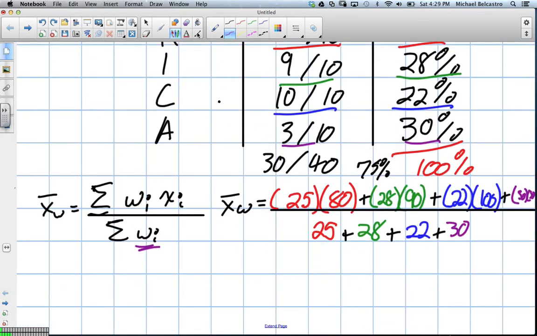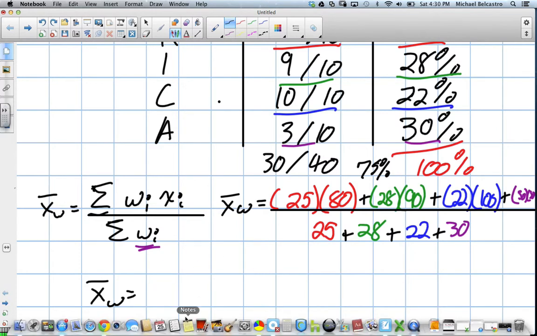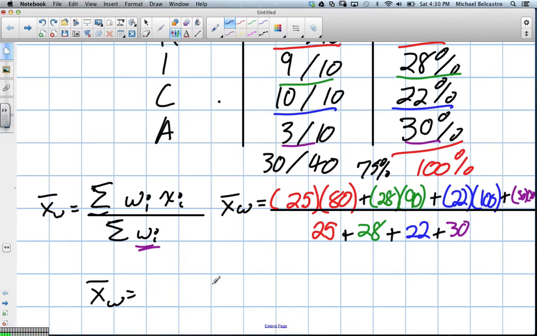So now really from here, because they've given us a formula, it's just strictly calculating X bar W. And we'll have more room if I move it over. So let's actually figure out what these are. You have a calculator on you? Yeah? Somewhere? There it is. So let's do the first one. 25 times 80 is 2,000. Okay, so the first one is 2,000 plus 28 times 90.